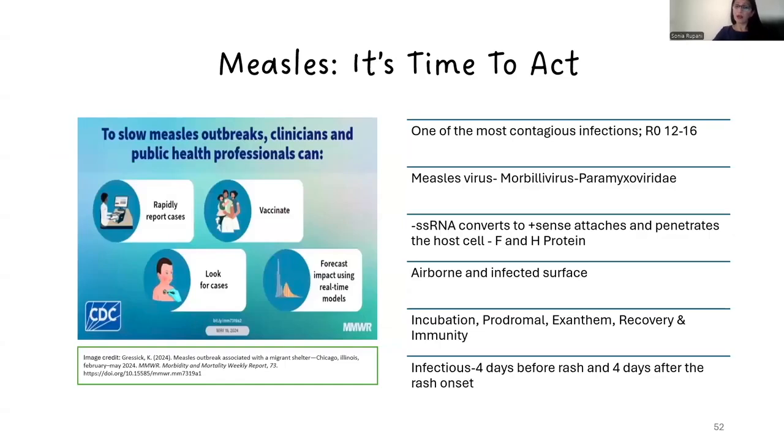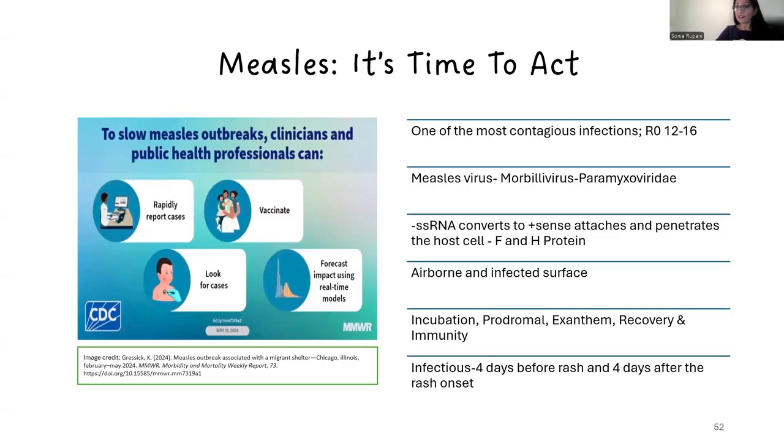With that said, we'll just summarize what we've learned. One, measles is a highly contagious infection with an R naught of 12 to 16. It is caused by the morbillivirus from the Paramyxoviridae family. It is the measles virus, not the rubella virus.